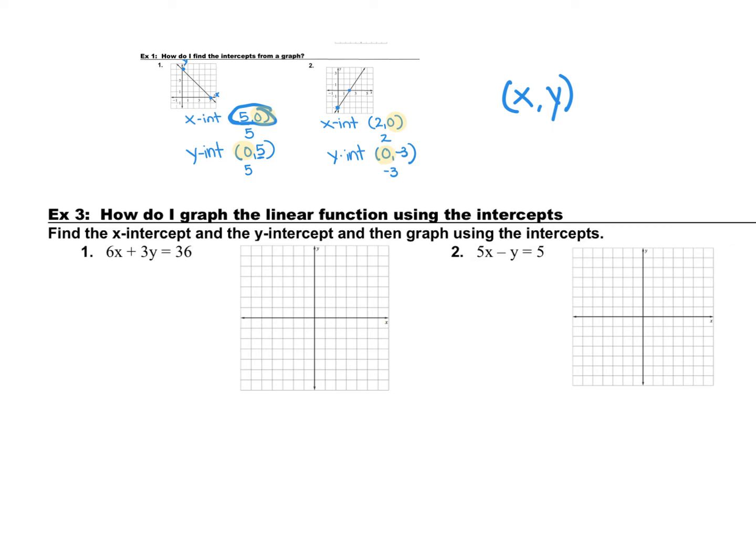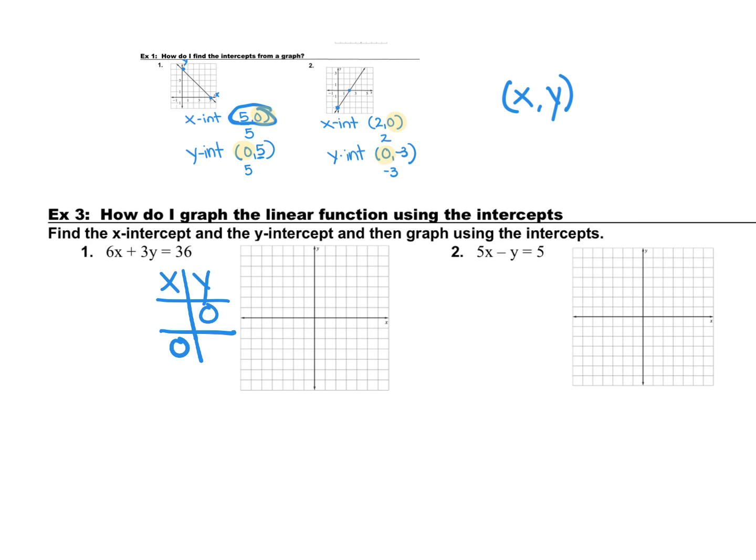So then knowing that, let's go ahead and talk a little bit about how we are going to graph these using the intercepts. We know that when you have the x-intercept, the y-coordinate is 0, and when we have the y-intercept, the x-coordinate is 0. So I like to make this little xy table, and it wouldn't matter if we found the y-intercept first and then the x-intercept. It really doesn't matter.